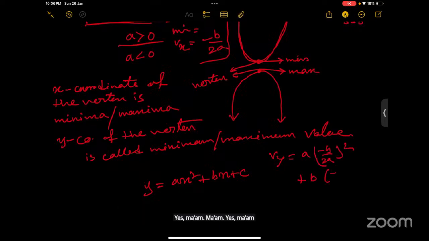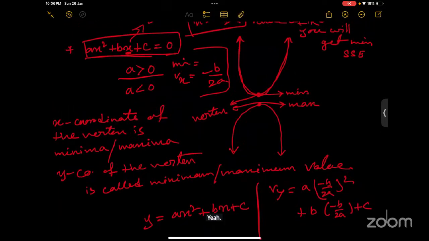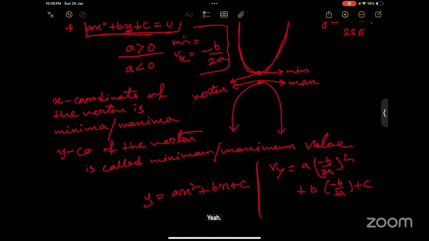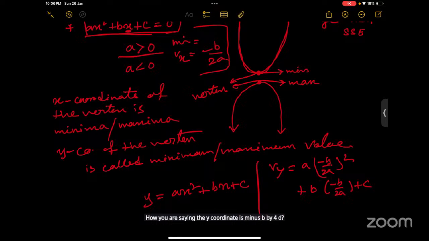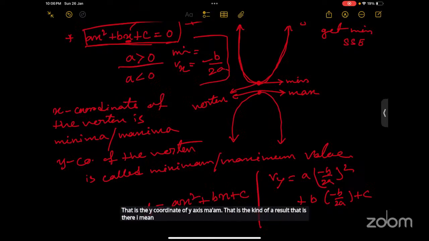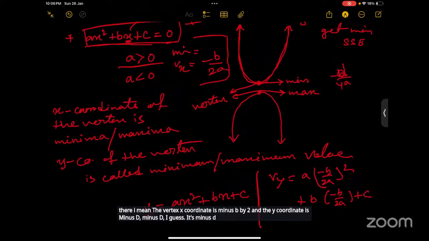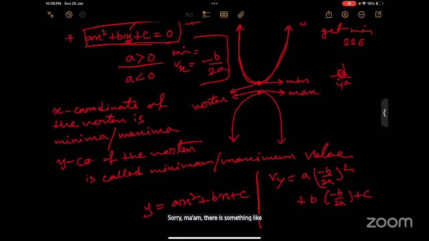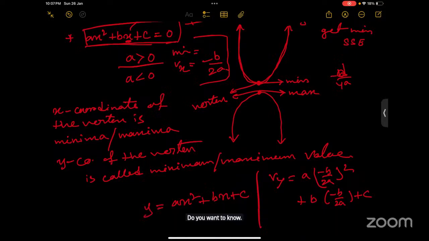In what you have explained, the vertex x coordinate is minus b by 2a, and there is a direct formula for y also, minus d by 4a. So we can directly find it by minus d by 4a also, ma'am, because that is the y coordinate. I don't remember fully, but it's called the minimum value, where d is b square minus 4ac.